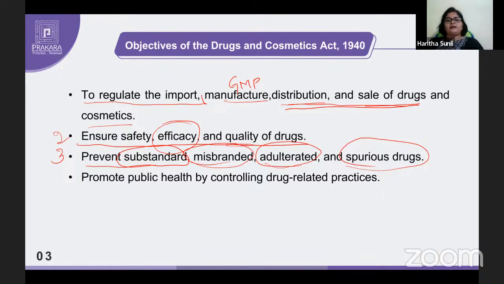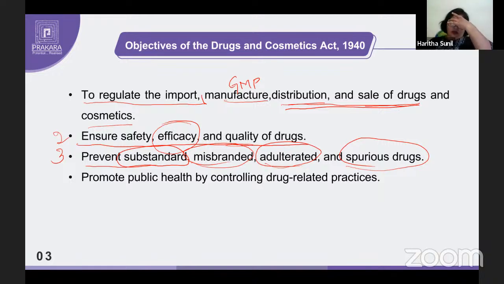And then misbranded drugs are those with inaccurate or misleading labeling. So this act ensures the labeling contains the correct dosage, warnings, as well as usage instructions. And then coming to the adulterated drugs, the drugs containing harmful or inferior substances are called adulterated drugs. So severe penalties will be there for such practices, including license cancellation as well as prosecution.